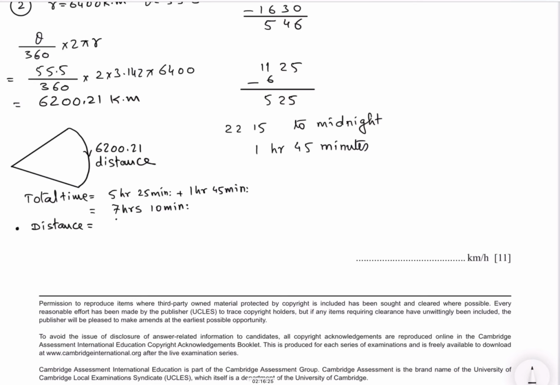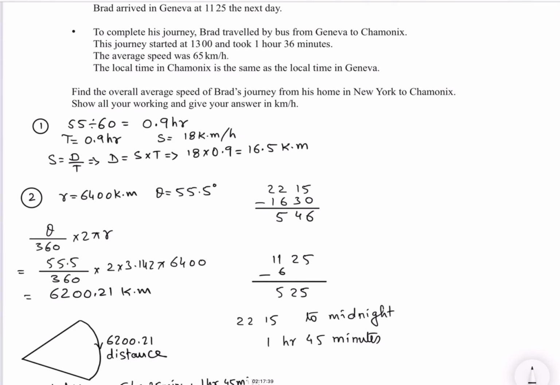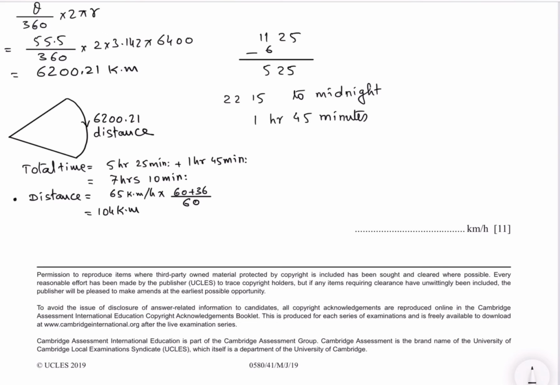And the last part distance is 65 km per hour into, this is speed. Time is 60 plus 36 divided by 60 to convert it into hours. So 104 kilometer. And now time is 1300 minus 1125, 1 hour 35 minutes.